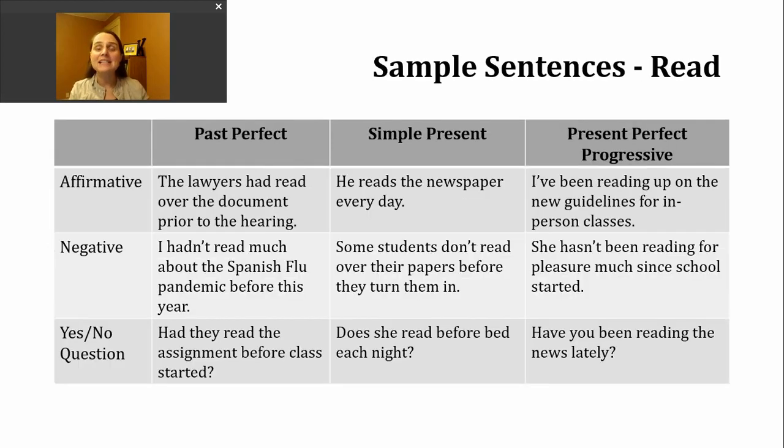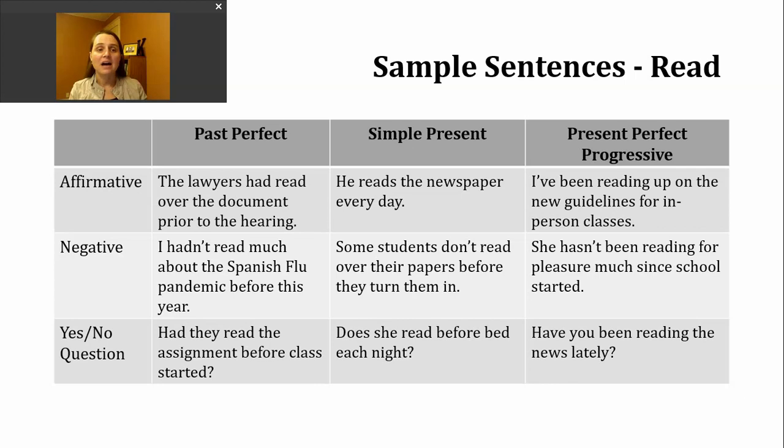Let's continue practicing using the verb read in a few different verb tenses. Today, we'll look at the past perfect, simple present, and present perfect progressive. Let's start with the past perfect. To make this verb tense, we're going to use had and then the participle form of the verb. Okay? Let's take a look at an affirmative example. The lawyers had read over the document prior to the hearing.